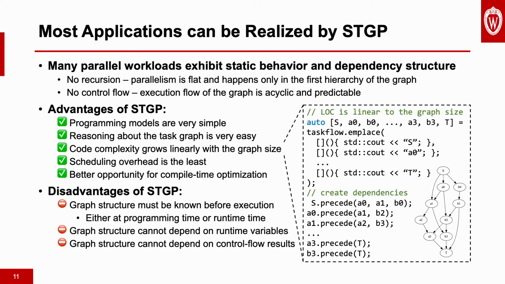On the downside, the biggest problem of STGP is that the graph structure must be known before execution, either at the programming time or runtime. As a result, you do not have the flexibility to dynamically assemble different task graphs driven by runtime variables or control flow result.